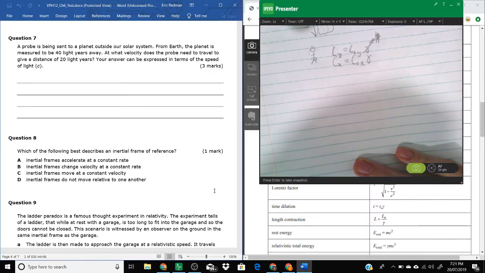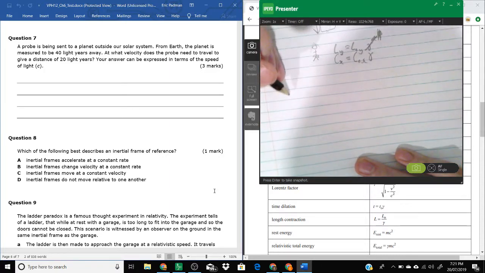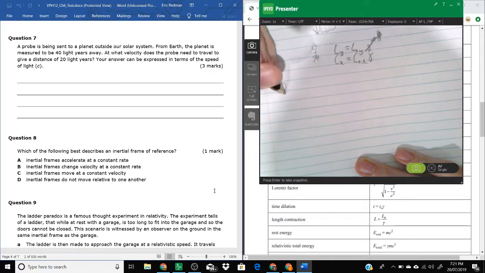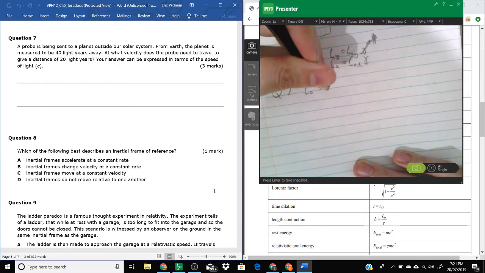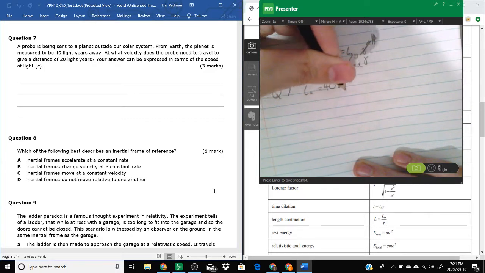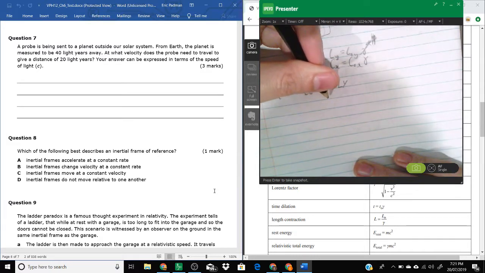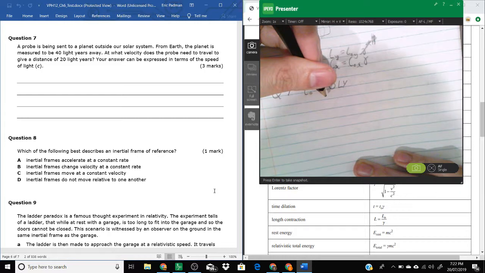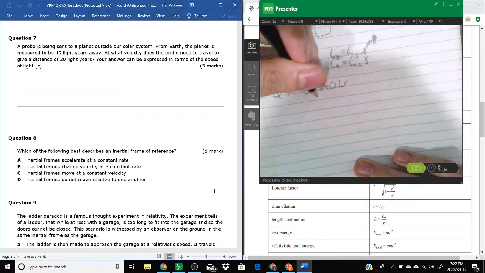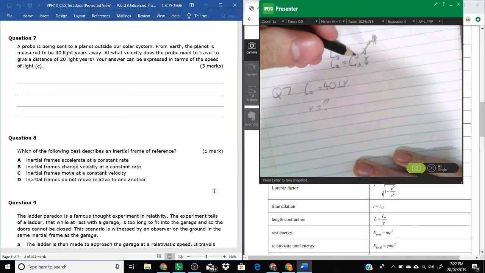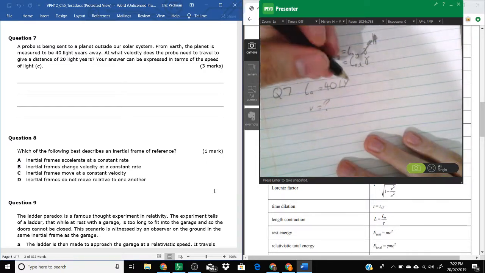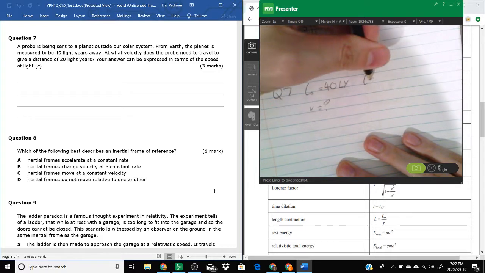All right, so let's get our head around this and write down this stuff. Proper length is 40 Ly. What velocity does the probe need to travel? So we're actually solving for v. V is the unknown. And L equals 20 light years.